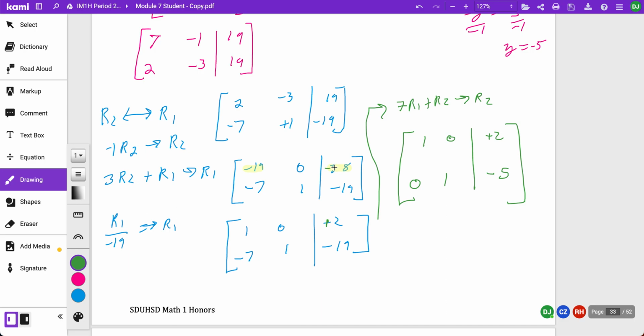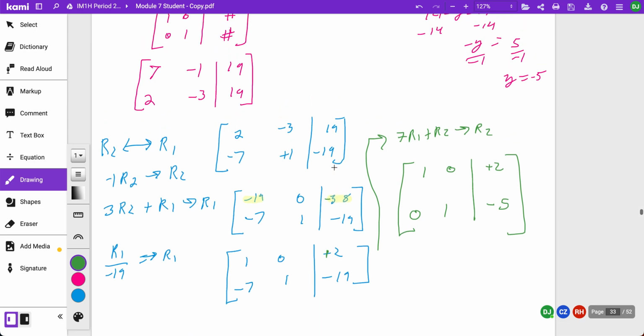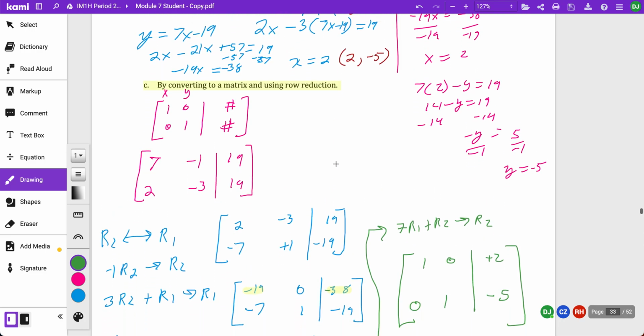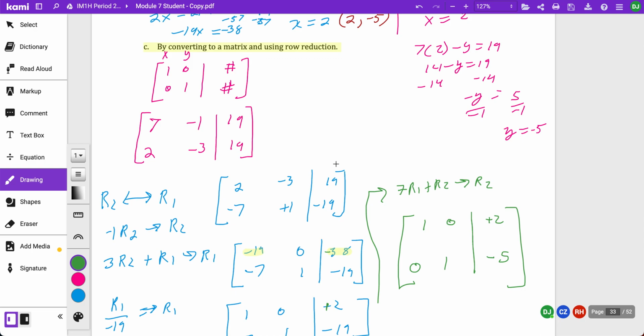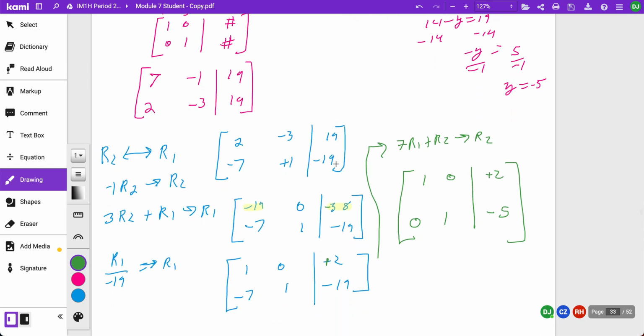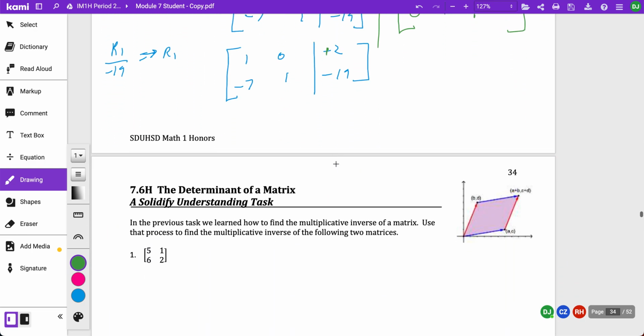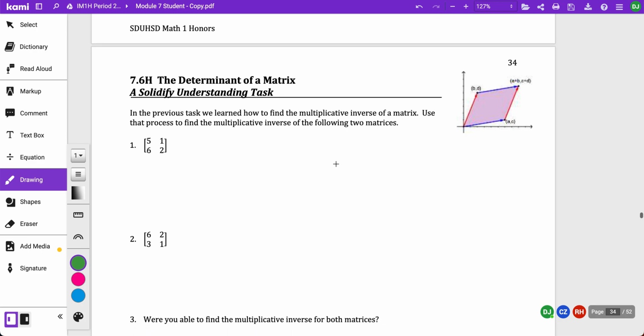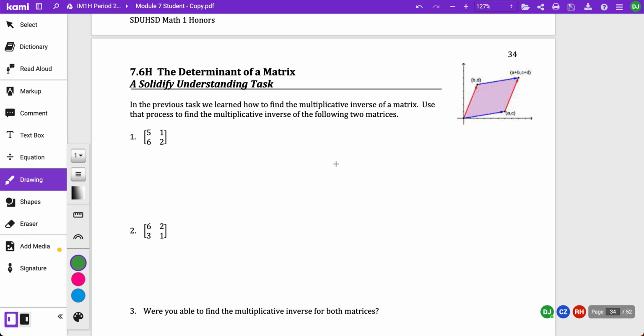My apologies there. So what we did here, guys, was a quick review of solving by substitution and elimination, and mostly what we're going to be focusing on in this Module 7, bringing back matrices. So let's go back over here. In the previous lesson, we learned how to find the multiplication of an inverse of a matrix. So let's review that process. As a quick reminder, what do I need to multiply this 2 by 2 matrix?